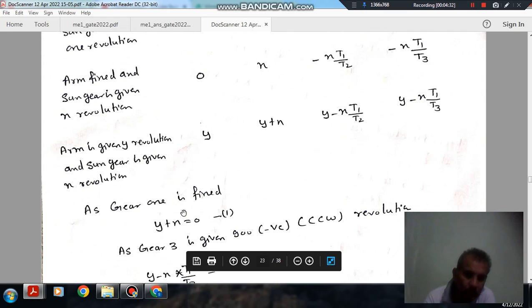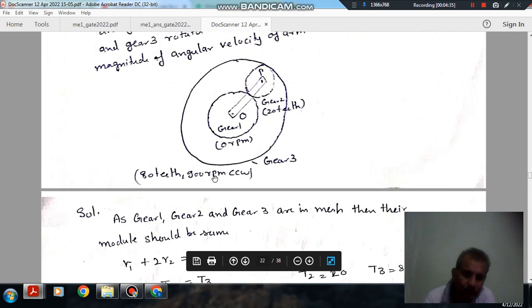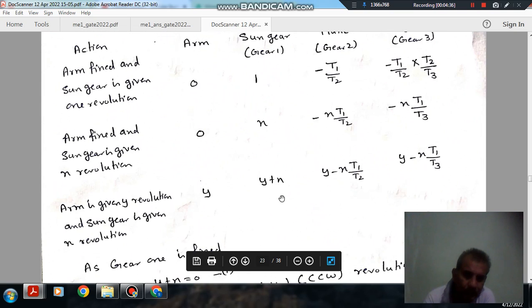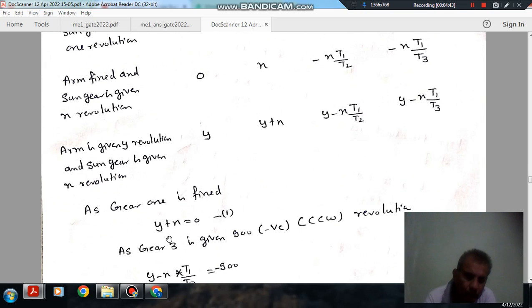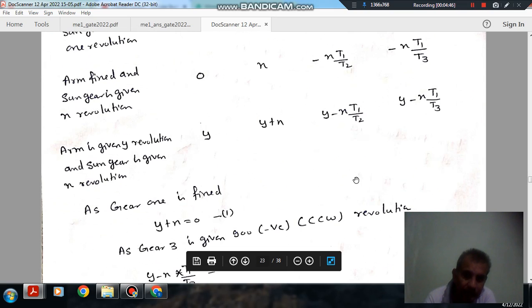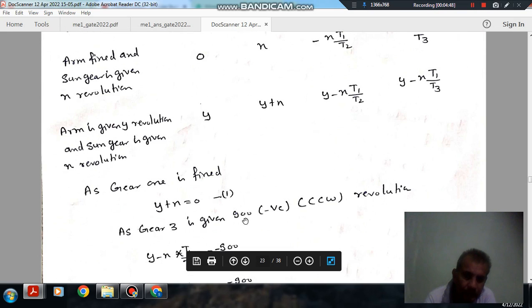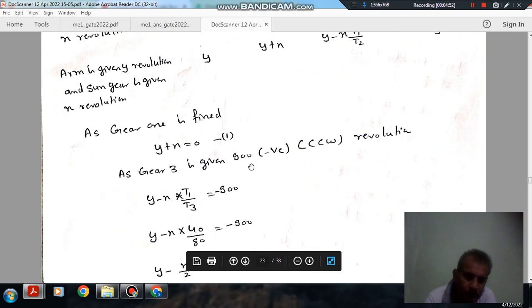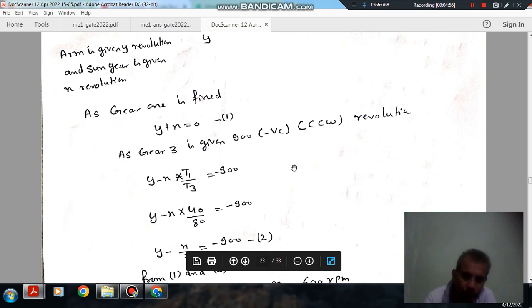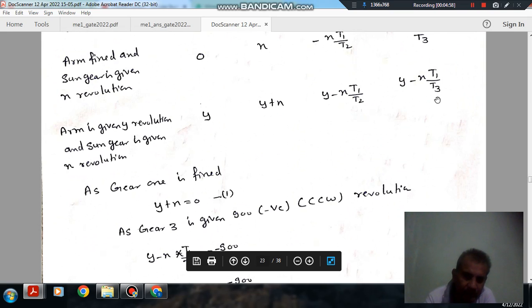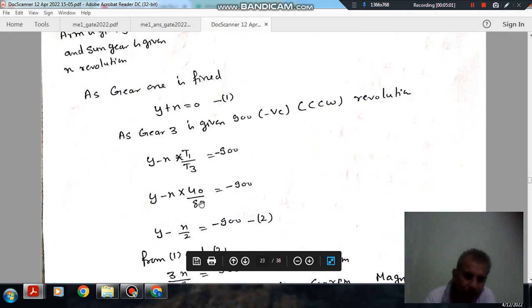Okay, now given that gear 1 is fixed, the angular velocity of gear 1 is y plus x, so y plus x is 0. And gear 3 is having 900 rpm counterclockwise rotation, so taking counterclockwise as minus, this quantity will be y minus x T1 by T3. So this will be y minus x times 40 by 80 equals minus 900.